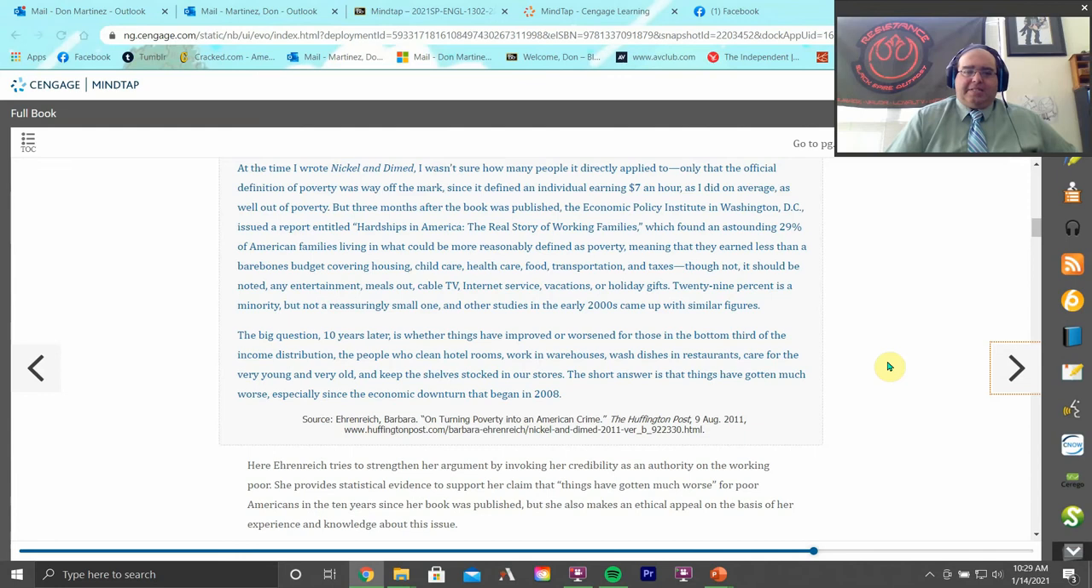29% is a minority, but not a reassuringly small one, as other studies in the early 2000s came up with similar figures. The big question 10 years later is whether things have improved or worsened for those in the bottom third of the income distribution. The people who clean hotel rooms, work in warehouses, wash dishes in restaurants, care for the very young and very old, and keep the shelves stocked in our stores. The short answer is that things have gotten much worse, especially since the economic downturn that began in 2008.